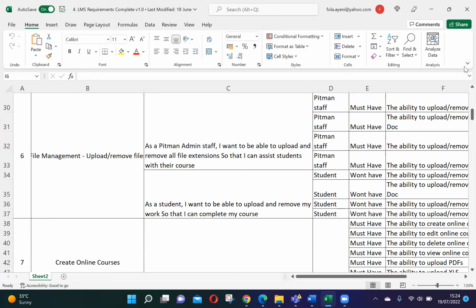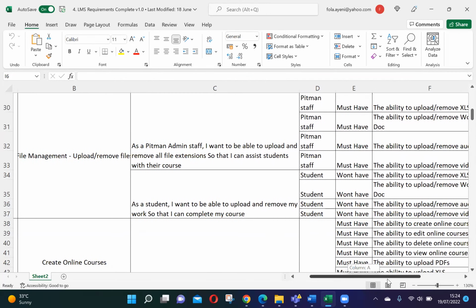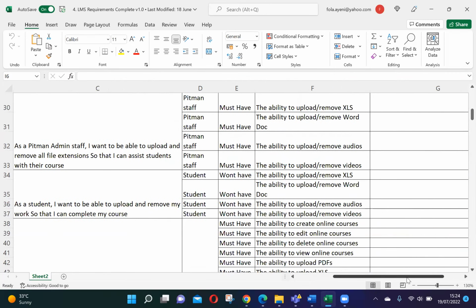Can you give me an acceptance criteria for that? So there's acceptance criteria here. It simply says: ability to upload and remove audios, ability to upload and remove videos. Do you think that makes sense? Yes, that makes sense. But it can be written in a better way.